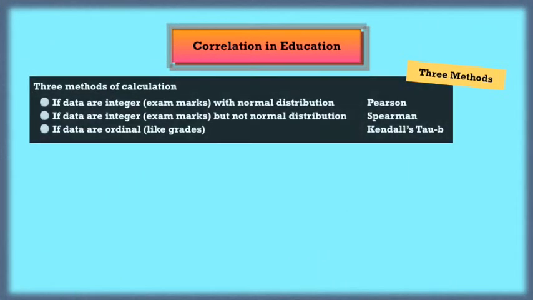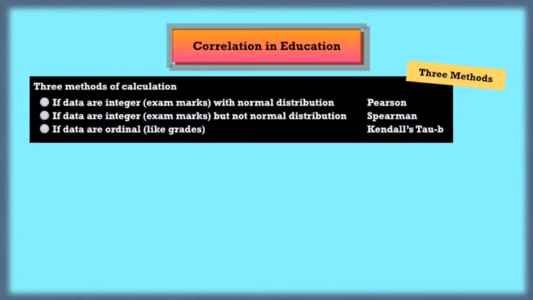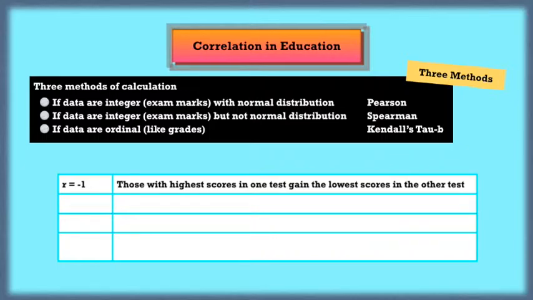Let's remember that there are three methods of correlation. In this study, correctly, they used the Pearson method because it fitted the data. The other two methods, named after famous statisticians of 100 years ago, have an appropriate place with different kinds of data. If the value had been -1, it would mean that those who were highest in one test were lowest in the other. If the value had been 0, there would have been no pattern in the results at all.